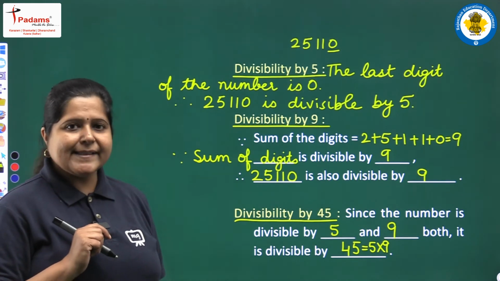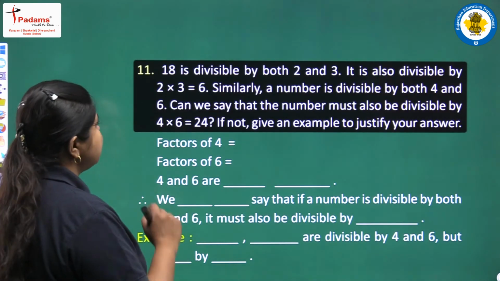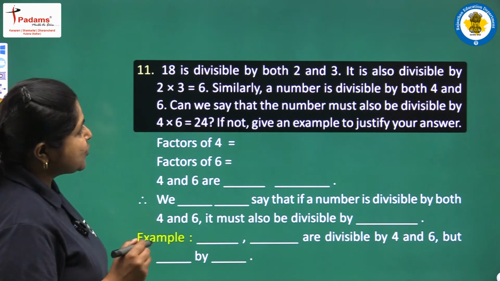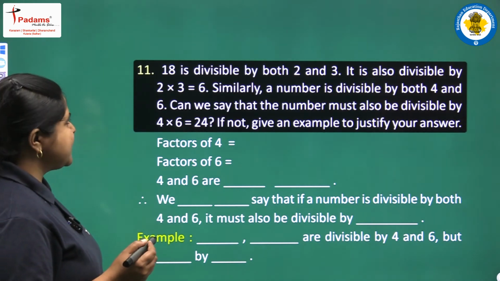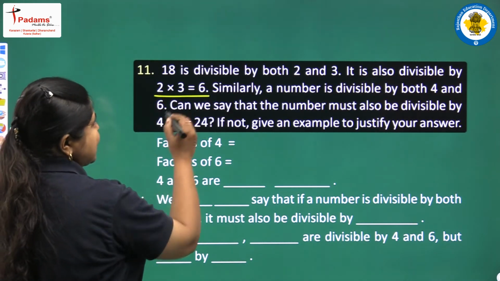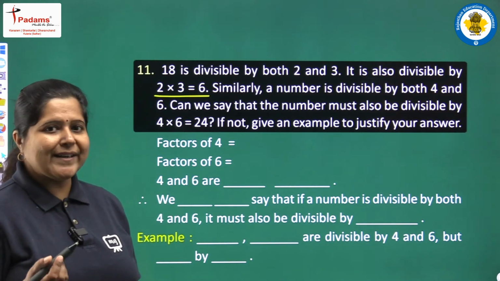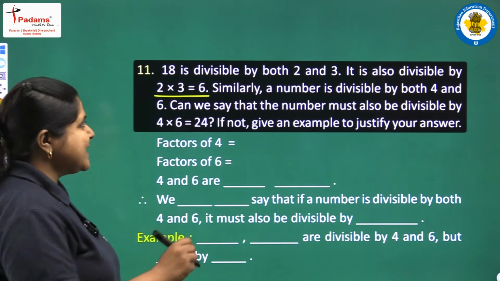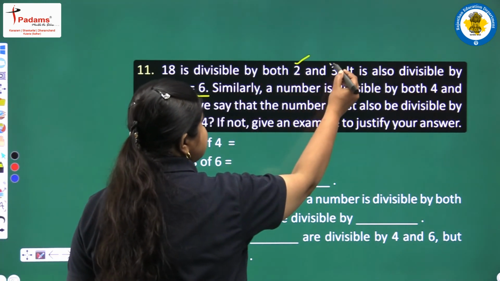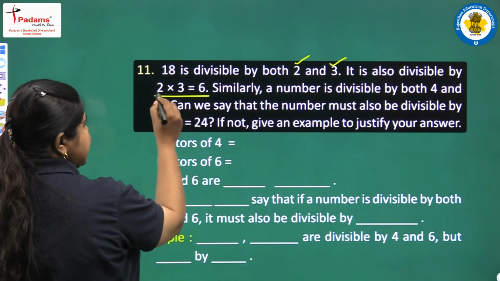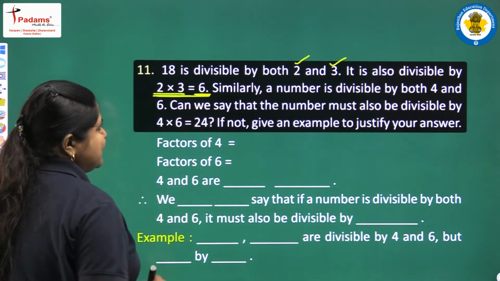Okay. Next we have question number 11. 18 is divisible by both 2 and 3. It is also divisible by 2 into 3, 6. Here again the same divisibility rule is being applied, since 2 and 3 are co-prime numbers and 18 is divisible by both 2 and 3. So it is divisible by their product, which is 6.